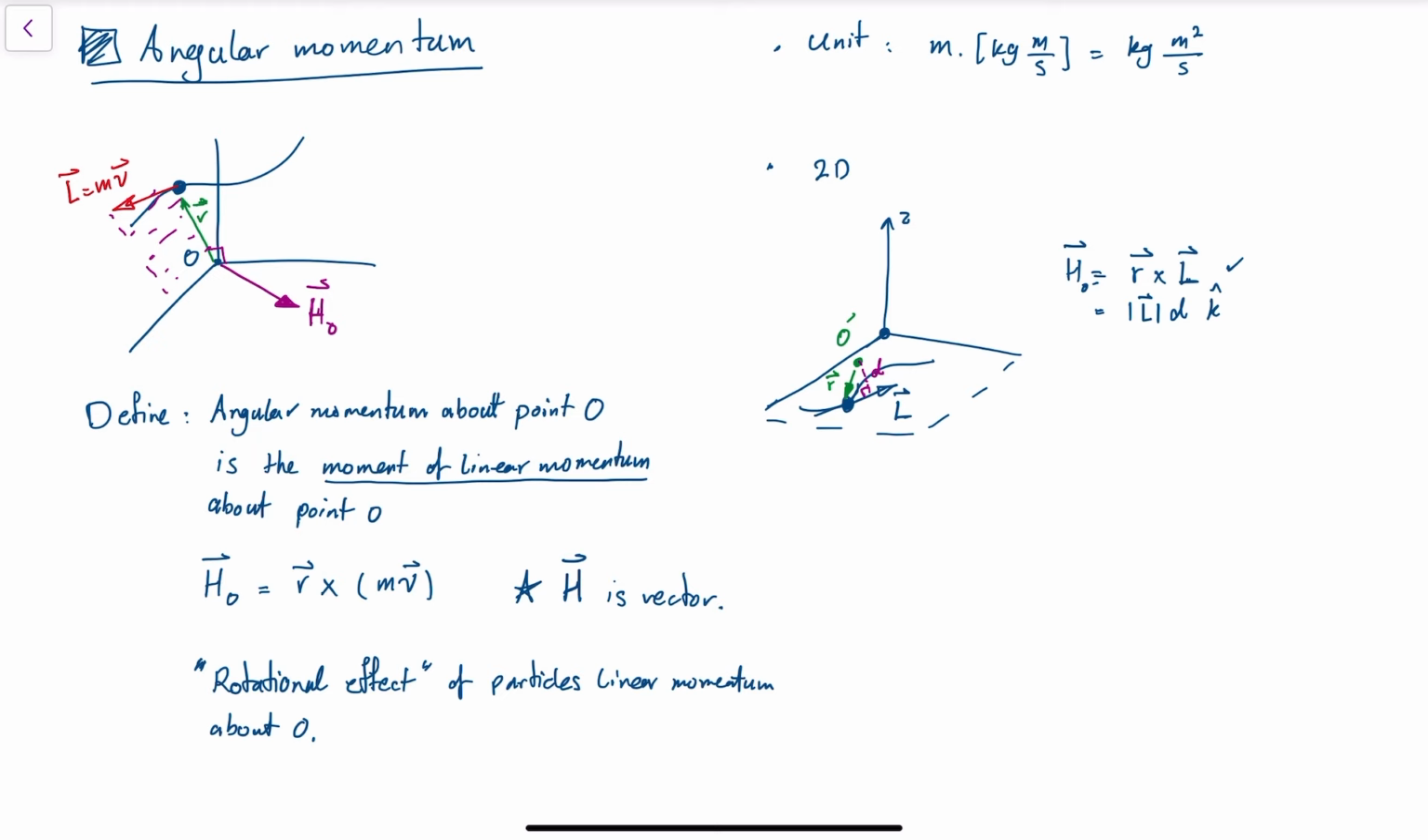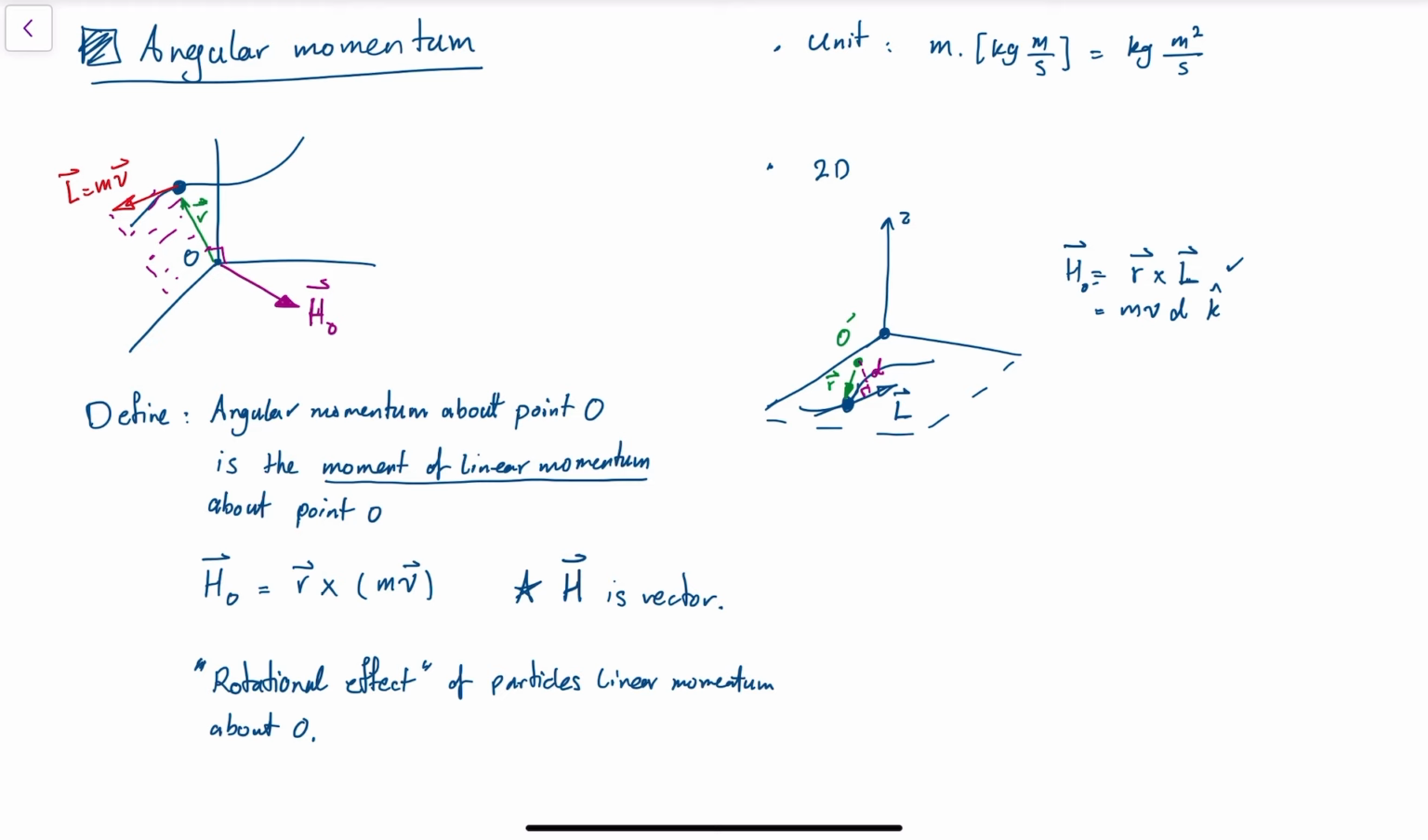Let me see if there is anything else I need to tell you. Oh, that's something I had in my note. Let's do it this way. Norm of L is mv, right? So h is mvd in the k direction. That makes a lot more sense. Okay, good. I think that is all I wanted to say.